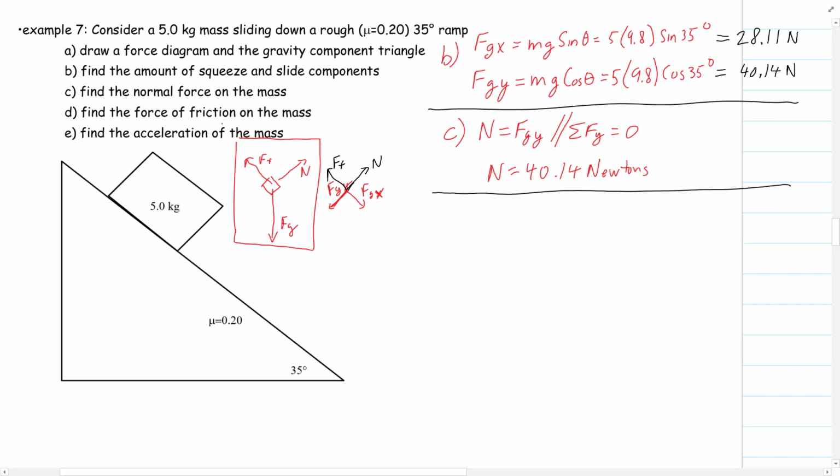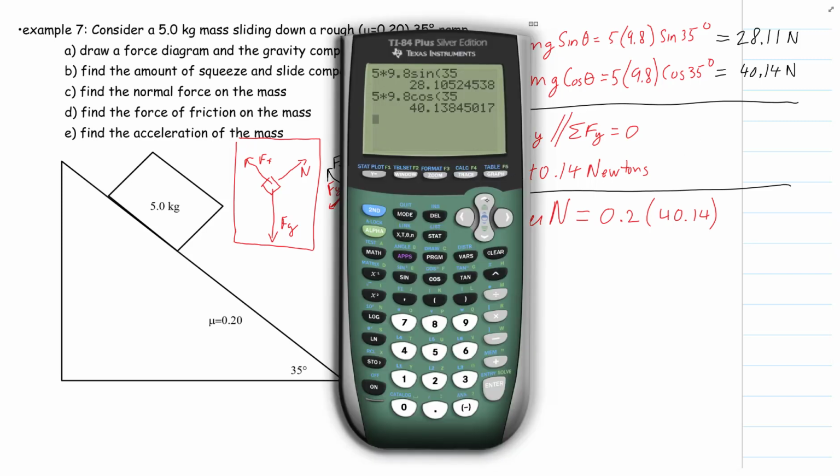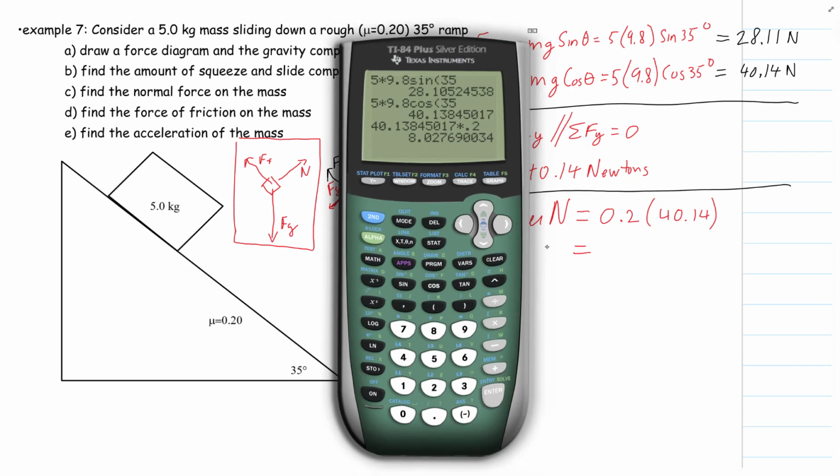And now, what is the frictional force? D, the frictional force is mu times N, which is going to equal mu, which is 0.2, and N, which is 40.14. And that should equal, well, I'll pull up the calculator, but I can do it in my head. Take that number and multiply it by 0.2. And we get the force of friction is equal to 8.028 newtons.